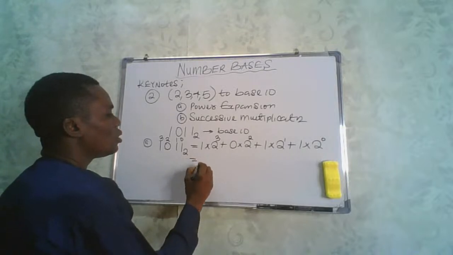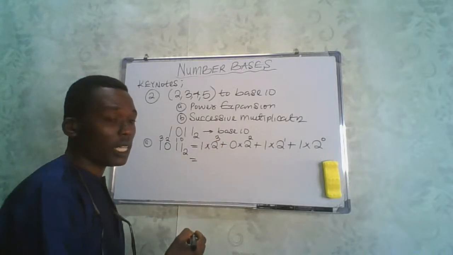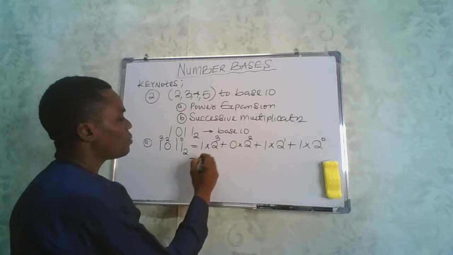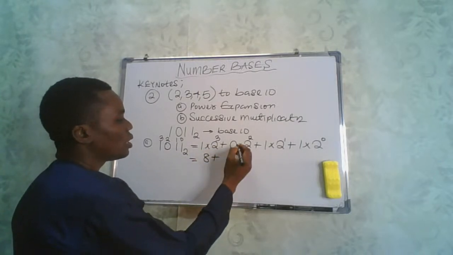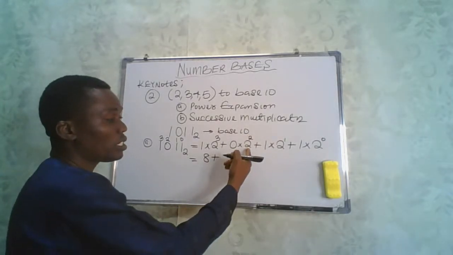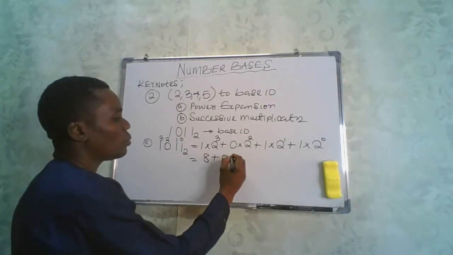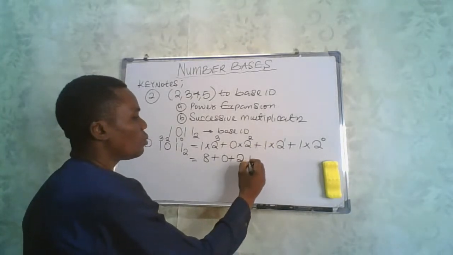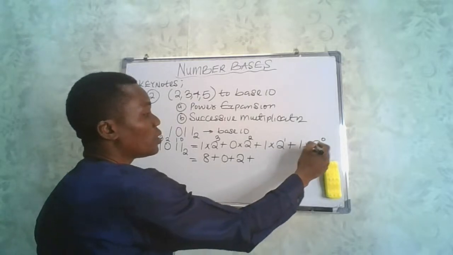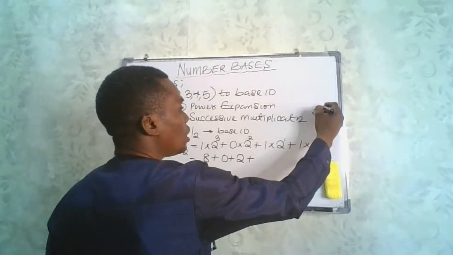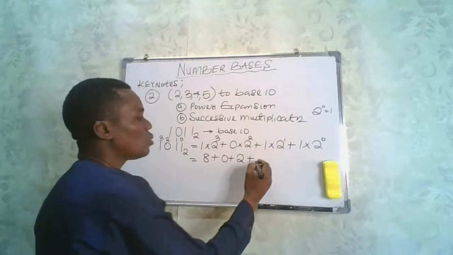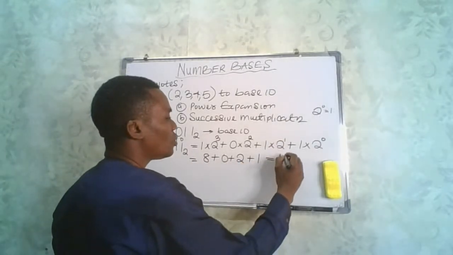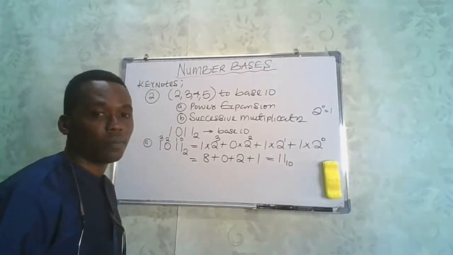Now, if we simplify this, 2 to the power of 3 is going to give us 8, so 2 times 2 is 4, times 2 is 8. 1 times 8 gives us 8. Plus 2 to the power of 2 is 4, and 4 times 0 is 0. Plus 2 to the power of 1 is 2, and 2 times 1 gives us 2. Plus 1 multiplied by 2 to the power of 0, which is 1. If you add all these, you're going to see that this is 11 in base 10.